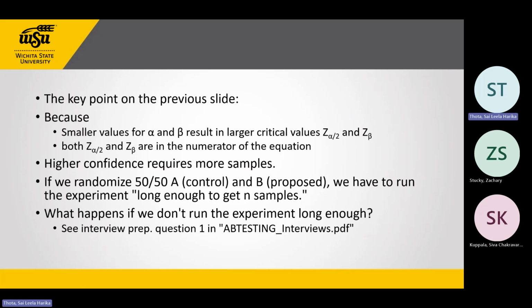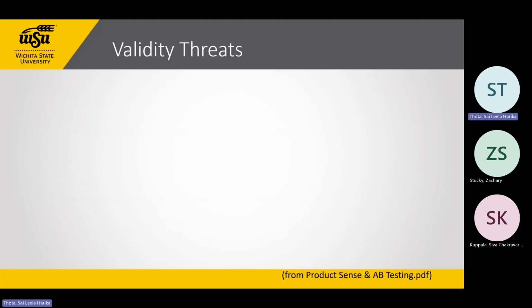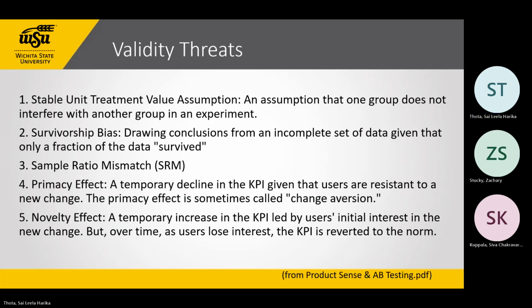A/B testing is important to know. There are some interview questions, like if you attend any data analytics or data science interviews, you will get some questions related to A/B testing. So there are some validity threats. One is stable unit treatment value assumption, an assumption that one group does not interfere with another group in an experiment. Previously we considered two cases, and you consider that one group is not disturbing the other. So it comes under the stable unit.